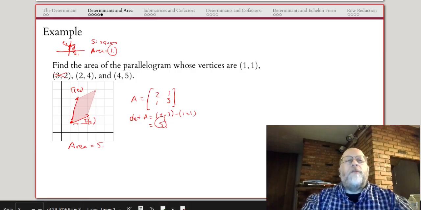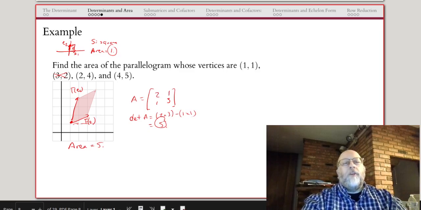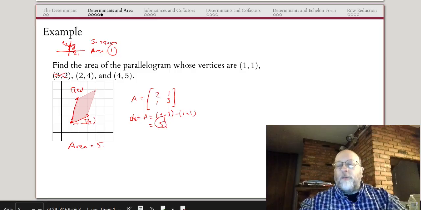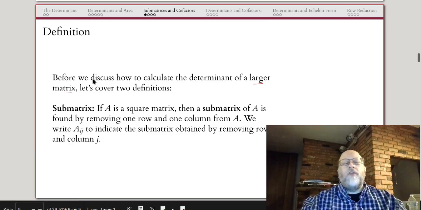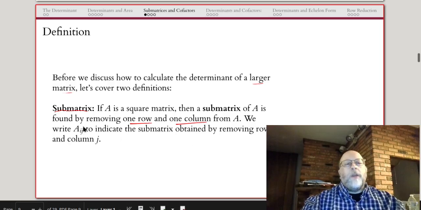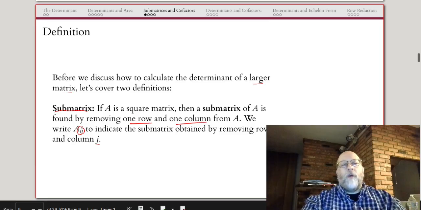So the determinants are useful in helping us solve area problems in 2 dimensions. In 3 dimensions, they're useful for helping us solve volume problems. And so we would like to be able to find the determinant in a larger dimension, not just in 2 dimensions. To do this, we're going to cover 2 definitions. One is the word submatrix. If we have a square matrix A, then a submatrix of A is what we get when we remove 1 row and 1 column from A. And we use subscripts here to indicate the row and the column that we have removed. So we've removed row i, we've removed column j.